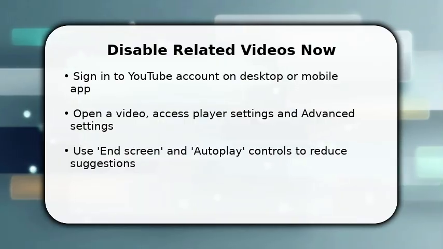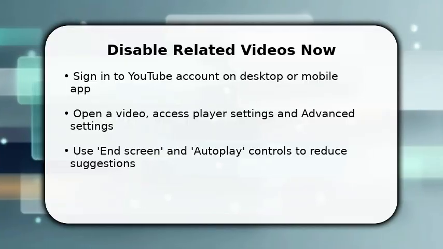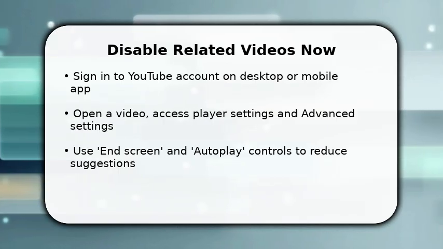You start by signing into your YouTube account and opening the exact video where related videos appear. This ensures settings apply to your session. Once done, click the player gear, then the three dots or more, and open Advanced Settings. You need to reach the per video controls.